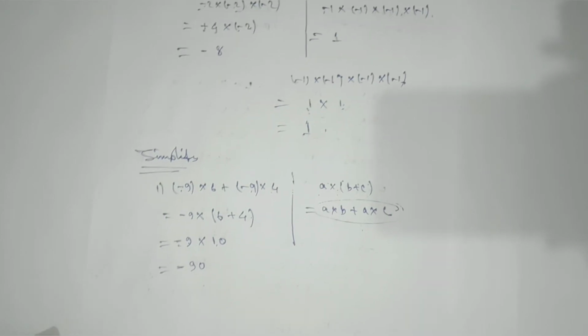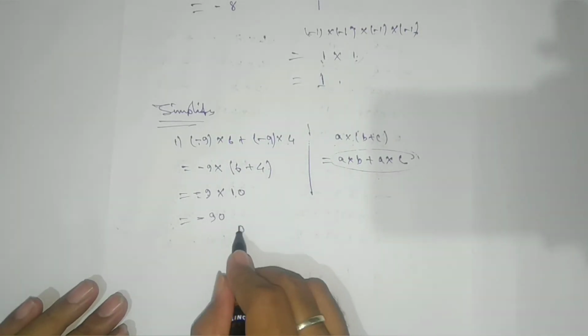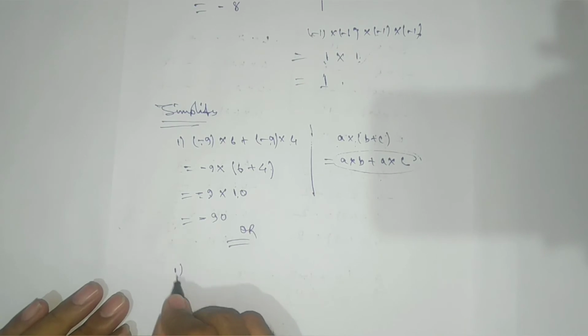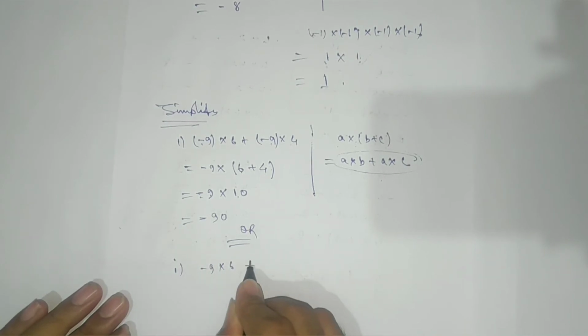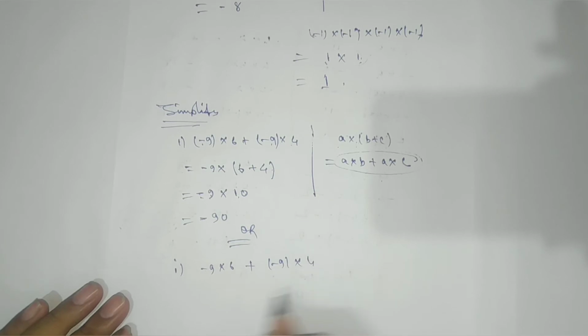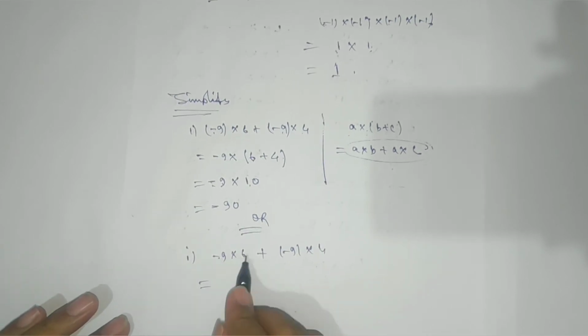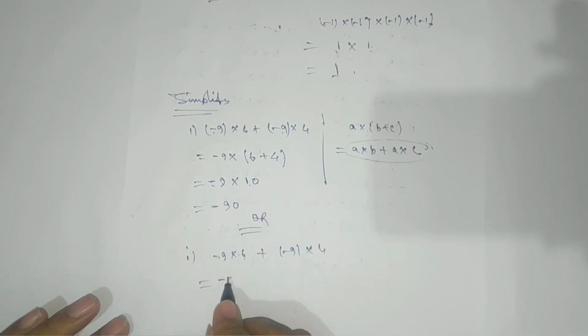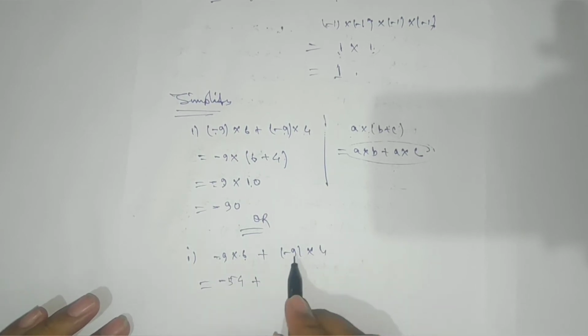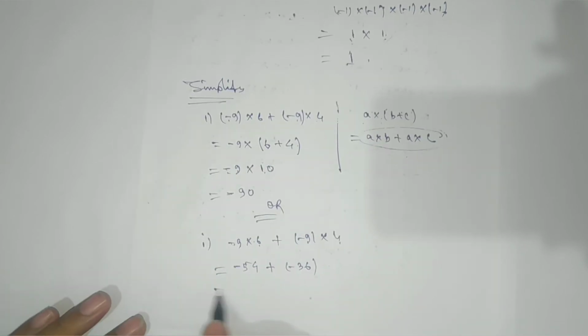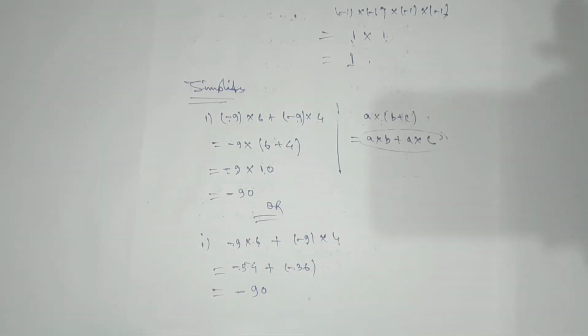This is one method. Now we can apply another way, let's see here, like minus 9 into 6 plus minus 9 into 4. So here minus 9 into plus 6, so plus minus give you minus. 9 sixes are 54. Plus minus 9 into plus 4 will give you minus 36. And we know that addition rule, if both are negative, we'll take negative symbol and we'll add it here. So we can see that we'll get here 90. Look at the both result will give you 90 only.